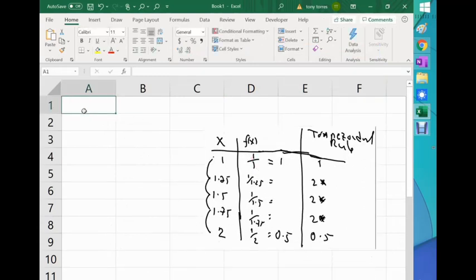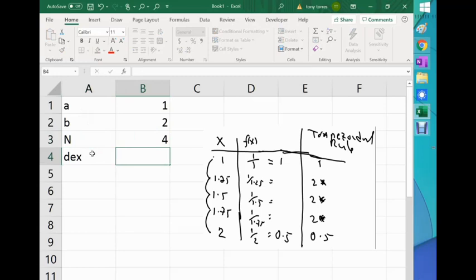So again, if I want to use Excel just to do this integration very quickly, A, we know that is 1. B, we know that is 2. N, we said that was 4. And basically now delta x, or dx, is b minus a, and that divided by 4. That will do. Now we got x versus f of x.